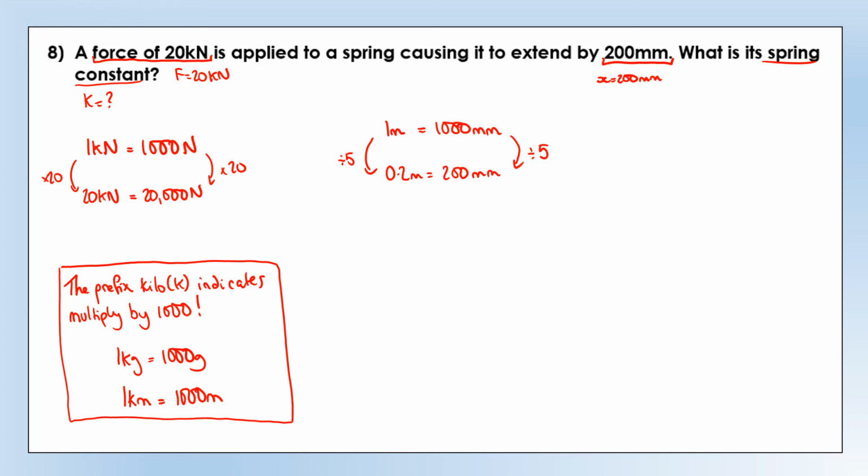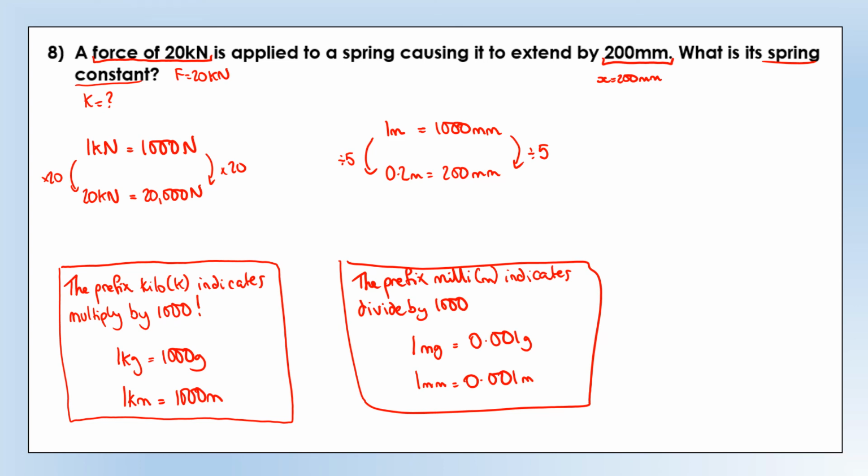So this milli is another prefix. So the milli indicates divide by 1,000. So kilo means multiply by 1,000. Milli means divide by 1,000. So 1 milligram is 0.001 grams. We've divided by 1,000. 1 millimeter is 0.001 meters. So you can see what we need to do is take the 200, divide it by 1,000, and you see that comes out as 0.2.